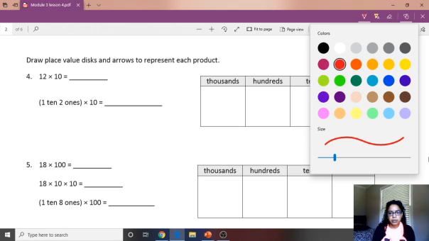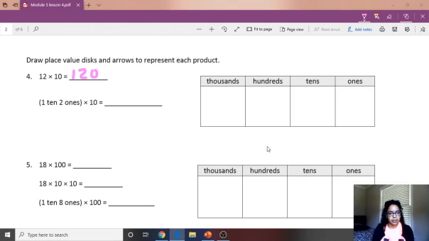So 12 times 10, that will give you 120. Alright, if we were to show this here, we would do 1, and then 1, 2, and then we'll times it by 10. So that'll be 100 there, and then times it by 10, and that will be 120. So that's what we're going to put here, 120. So that's the answer to that.